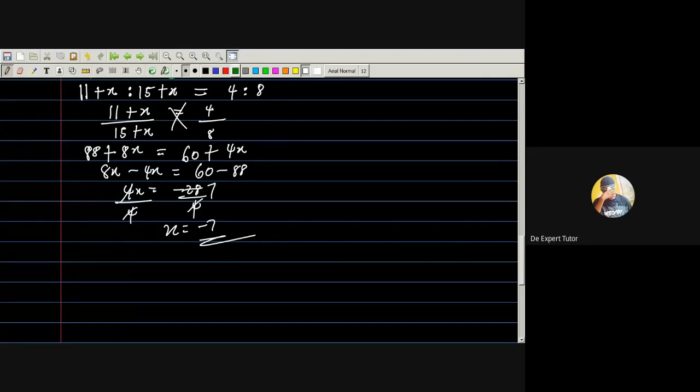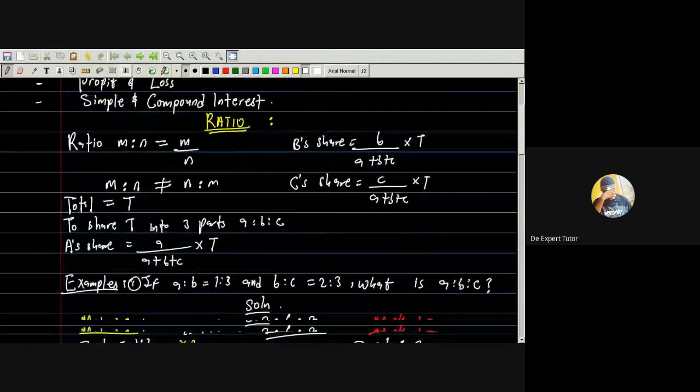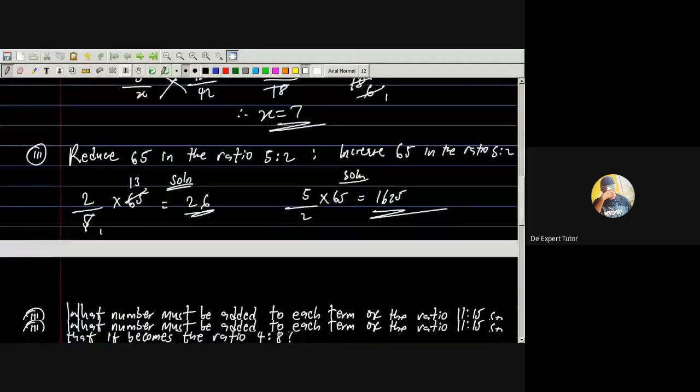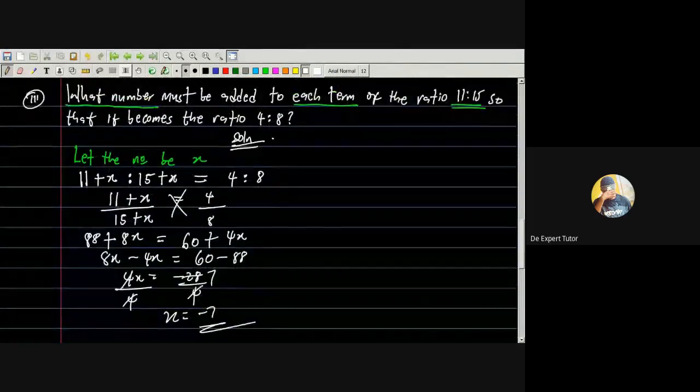Okay. So we are done on ratio. This is where we started it from. So we solved the problem. Then to the second one. So that's the end of ratio. So make sure you understand the concept.